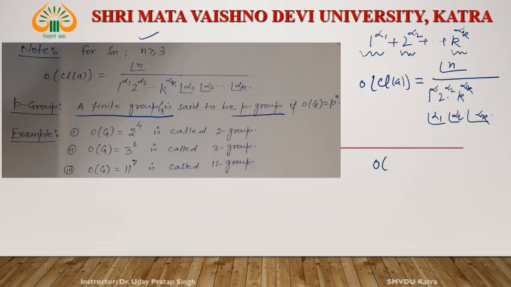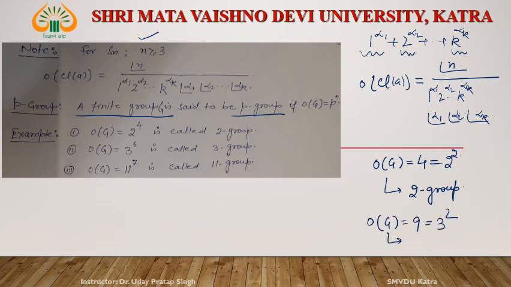Suppose the order of G is 4, and 4 can be written as 2 to the power 2. Then this is a 2 group. This is known as a 2 group. The order of G is 9. This is equal to 3 square. Then this G is known as a 3 group. If any group G whose order is P to the power n, then this G is known as a P group. Order of G is 2 to the power 4 is called a 2 group. Order of G is 3 to the power 6 is called a 3 group. Order of G is 11 to the power 7 is called an 11 group.